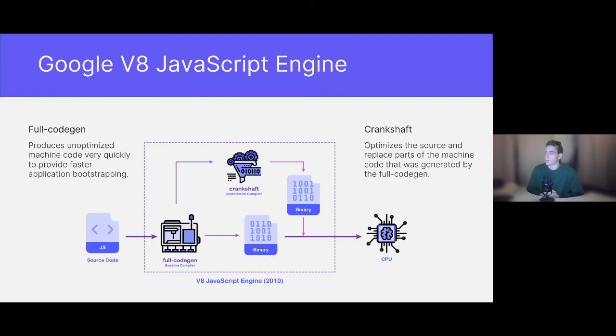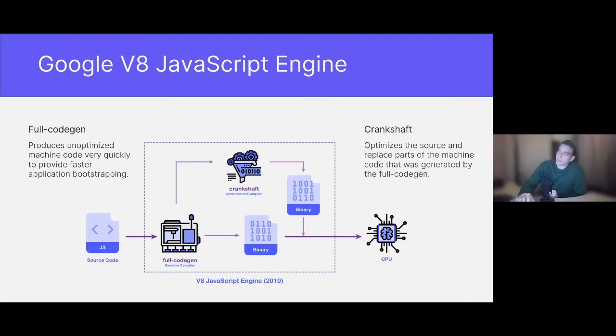The second component is an optimizing compiler called Crankshaft that takes the source code and produces optimized machine code, and then replaces parts of the machine code with this optimized code over time. So over time, as we run our application on the web, it'll become faster and faster. This is a good solution, but it still produces additional CPU overhead. Crankshaft still has to occupy CPU time of its own, and at the end of the day, it still resulted in fairly slow performance.